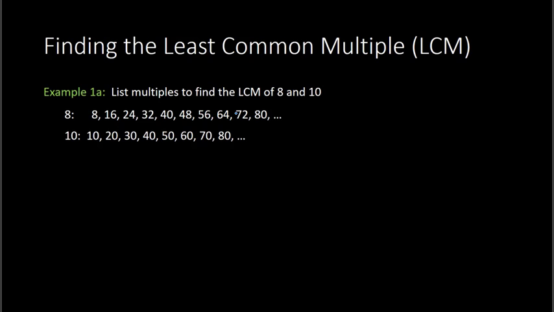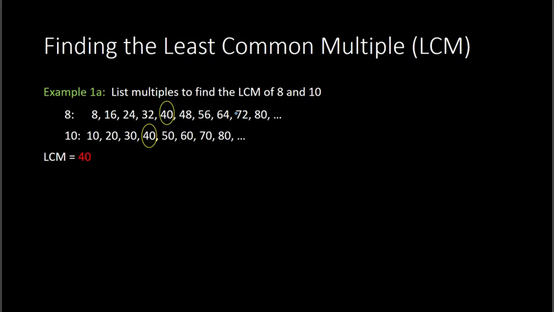So to find the least common multiple, I see which multiple is the smallest that they have in common. And that would be 40. That's the smallest number they both have in common. So I would say the least common multiple, or LCM, of both those numbers of 8 and 10 would be 40.